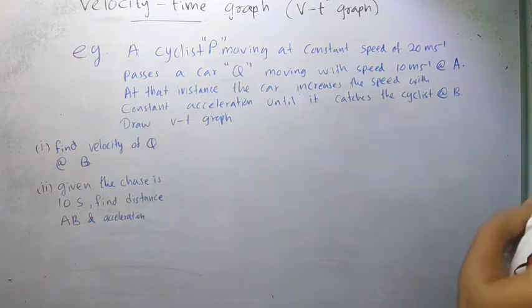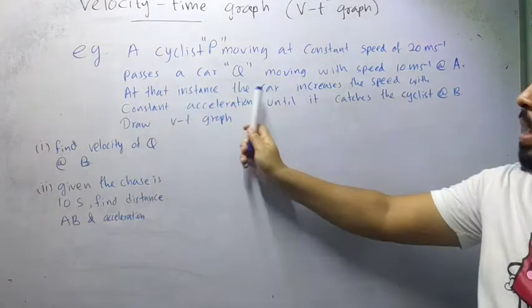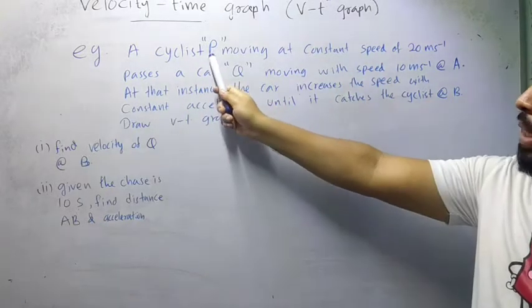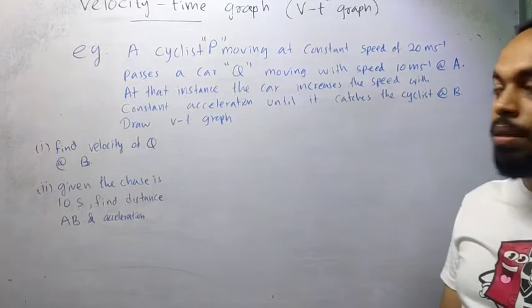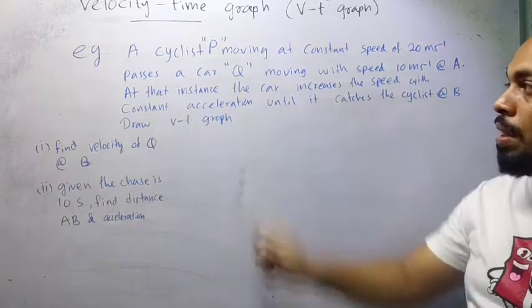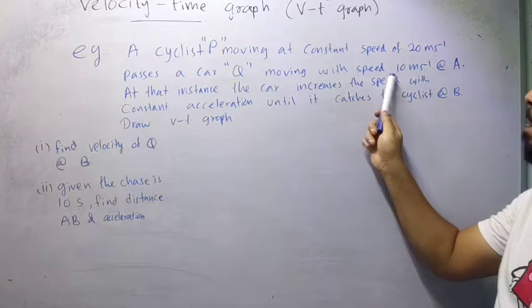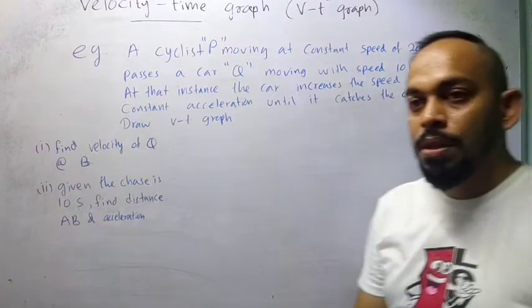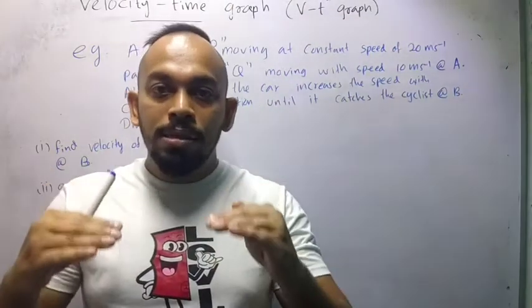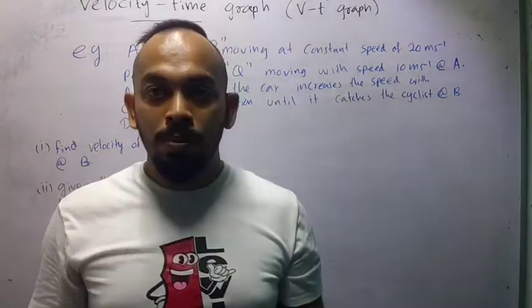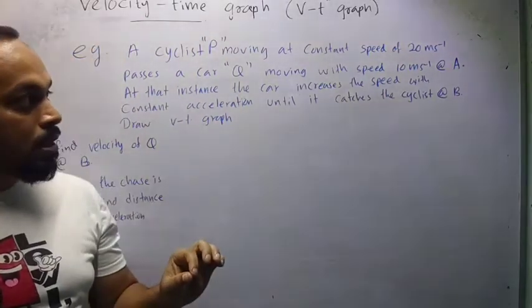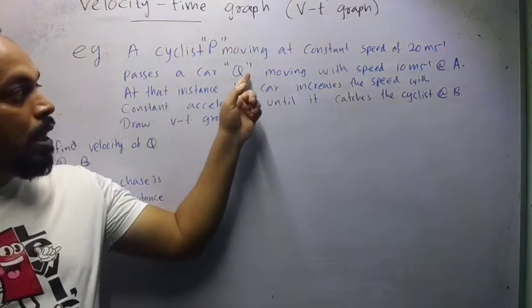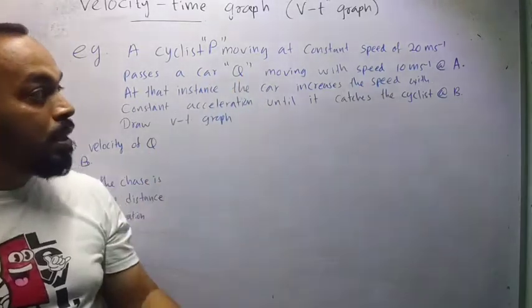So you can see we have a cyclist and a car. A cyclist P moving at a constant speed of 20 meters per second passes a car Q moving with a speed of 10 meters per second. So both the car and the cyclist are moving with constant speed. Cyclist moving with constant speed 20 meters per second and car Q is moving with 10 meters per second.